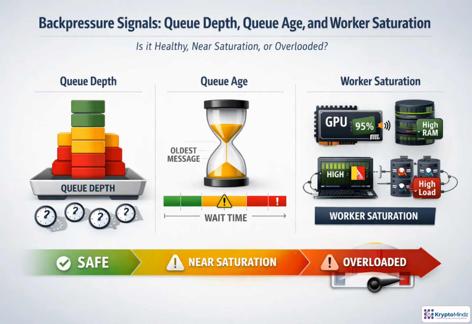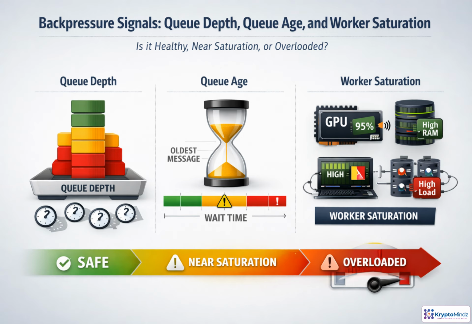Backpressure starts with one question: are we still serving requests within acceptable time? Queue depth shows how much work is waiting, but it can mislead. A short queue of very slow jobs may hurt users more than a long queue that drains quickly. That is why oldest message age matters. It reveals real waiting time.